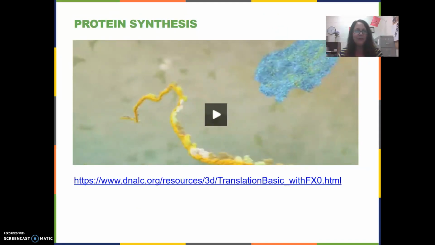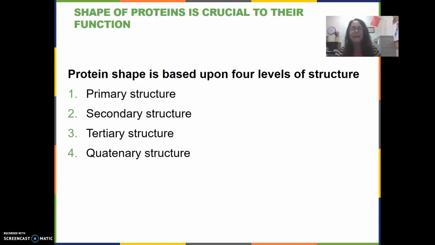You can watch this video, and this is slide number 41. So you can go to that and click on that video link and watch protein synthesis. But we will learn protein synthesis in detail when we get to our chapters on DNA. Now, the shape of proteins is important. Proteins have 4 levels of structure.